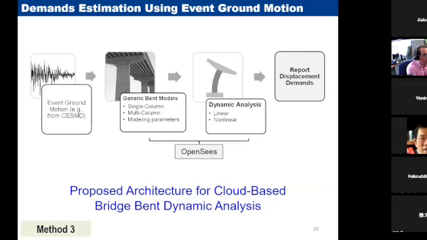Then you should be able to do linear, nonlinear analysis and get the displacement demand of that earthquake. So that would be method three. All of those are nice, doable, feasible. We didn't do the last one, or method three, but I think it's doable because we did for capacity. I'll talk about a few minutes later.